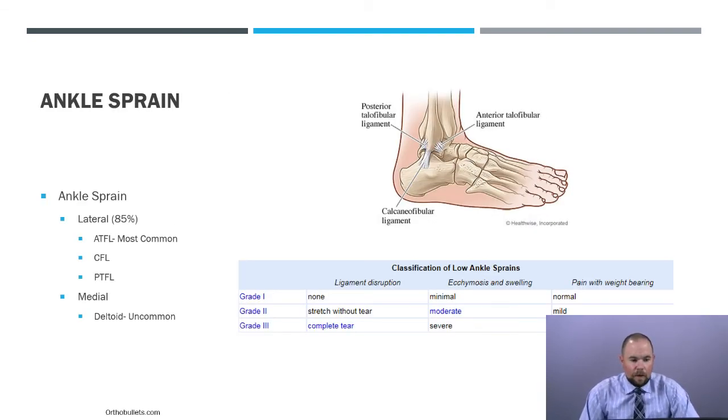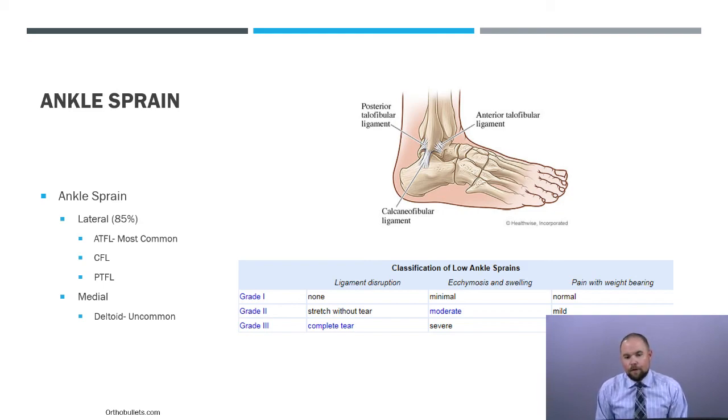Talking about ankle sprains, most ankle sprains we see are going to be on the lateral ankle. ATFL, anterior talofibular ligament, is going to be the most commonly injured. They will have pain over that ligament. There will be swelling. Moving into higher grade ones, they'll also start getting issues in the calcaneofibular ligament and the posterior talofibular ligament. Like I said, medial sprains would be involving the deltoid ligament.